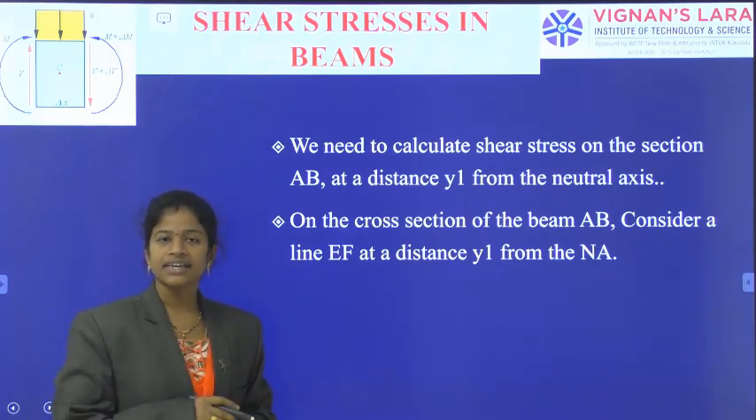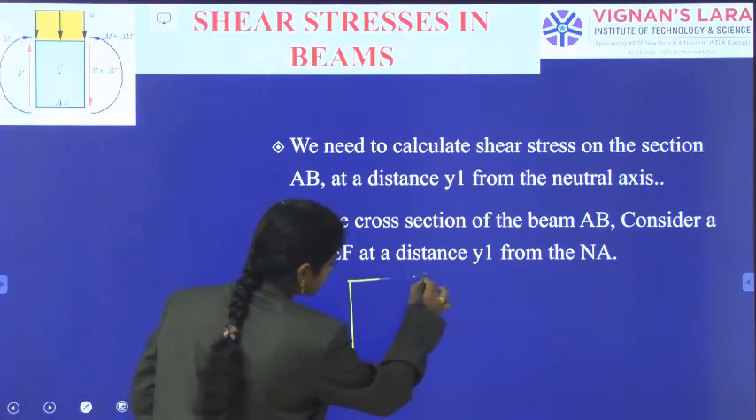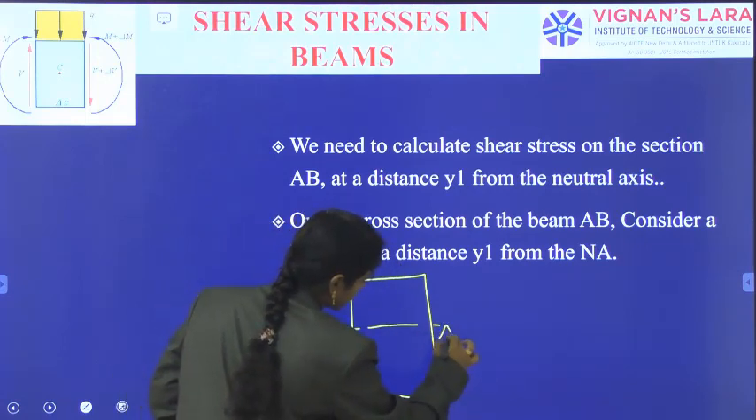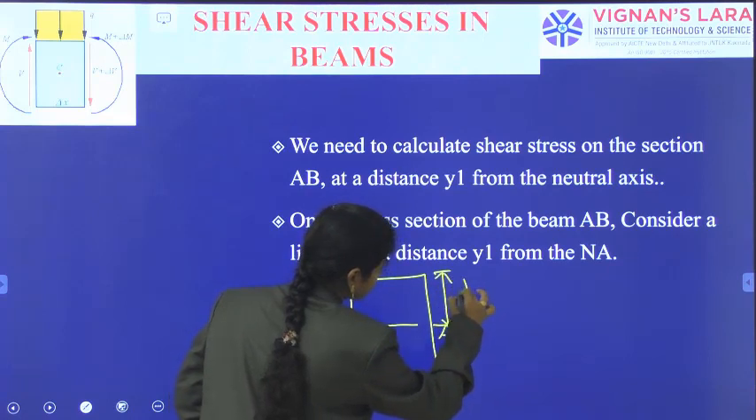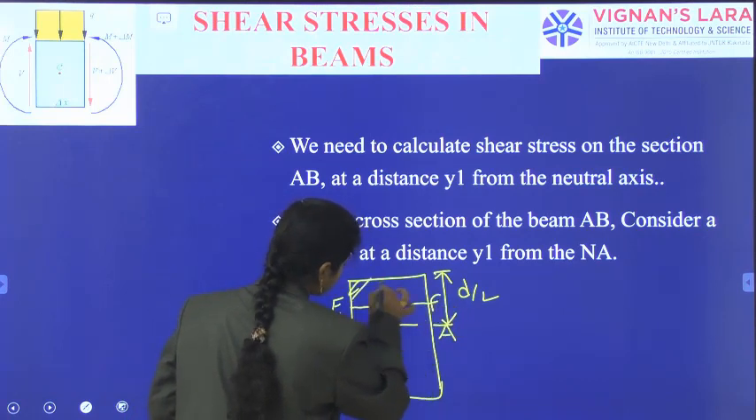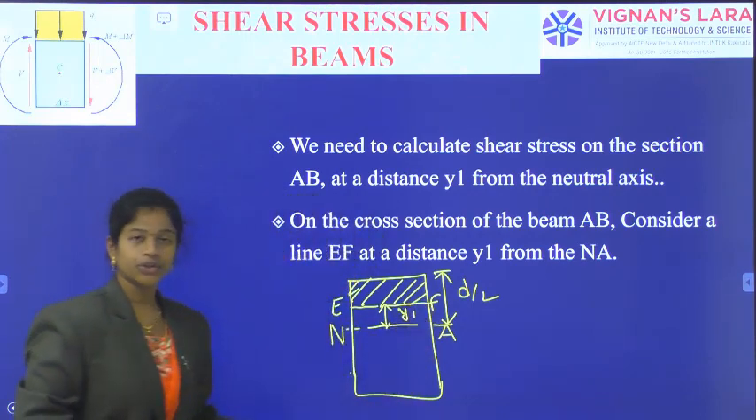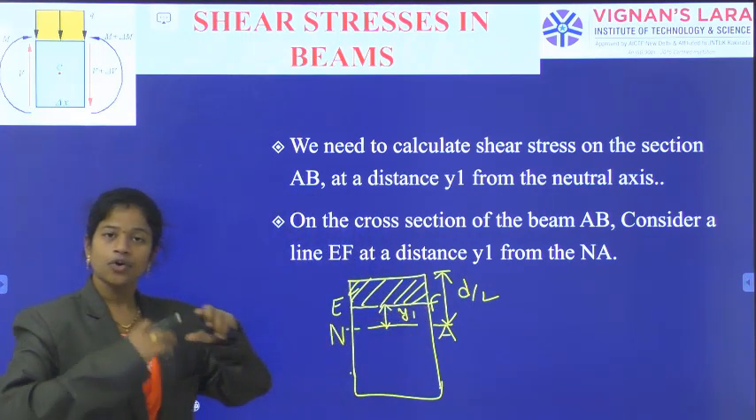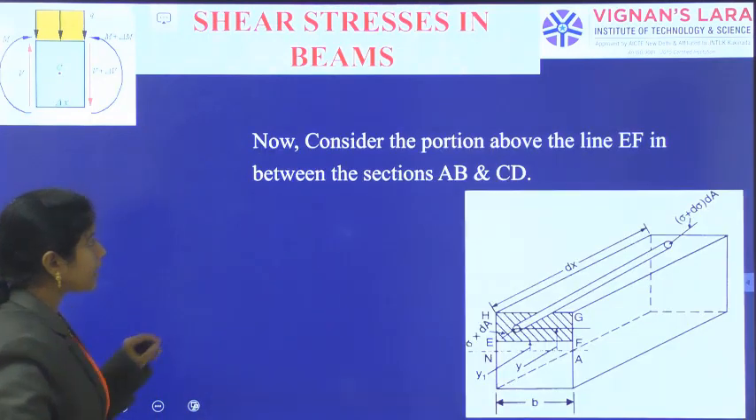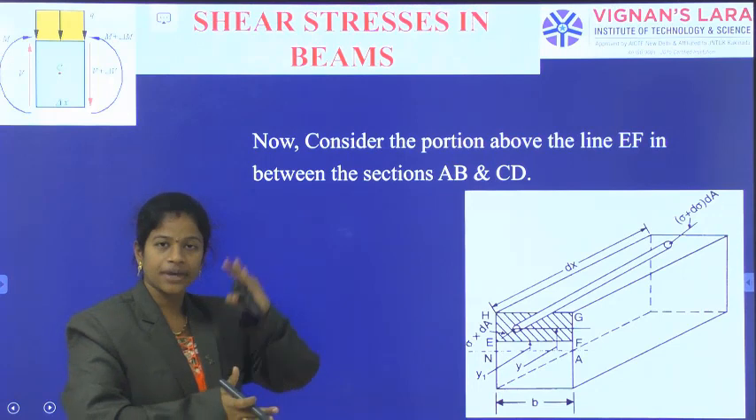For that, I am considering a level EF which is at a distance of y1 from the neutral axis. I have indicated the neutral axis line, which is at a distance d by 2, and above the neutral axis we have indicated the level EF, at a distance y1 from the neutral axis. This portion EF we can consider up to the dx length, that is up to the CD section, and we are considering the complete portion above the level EF in between the sections AB and CD.